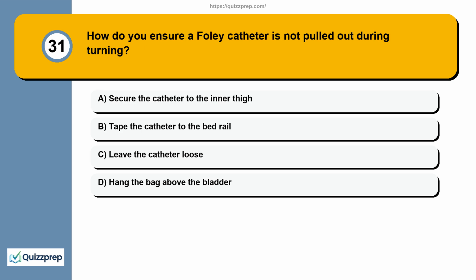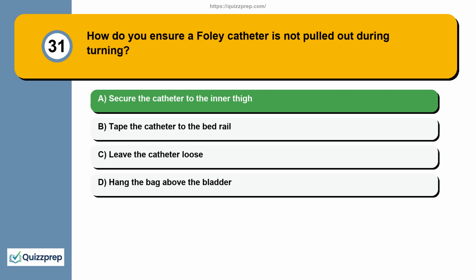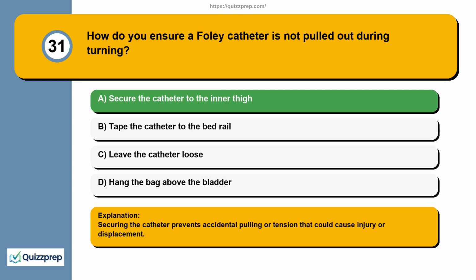Question 31. How do you ensure a Foley catheter is not pulled out during turning? Secure the catheter to the inner thigh. Tape the catheter to the bed rail. Leave the catheter loose. Hang the bag above the bladder. Securing the catheter prevents accidental pulling or tension that could cause injury or displacement.